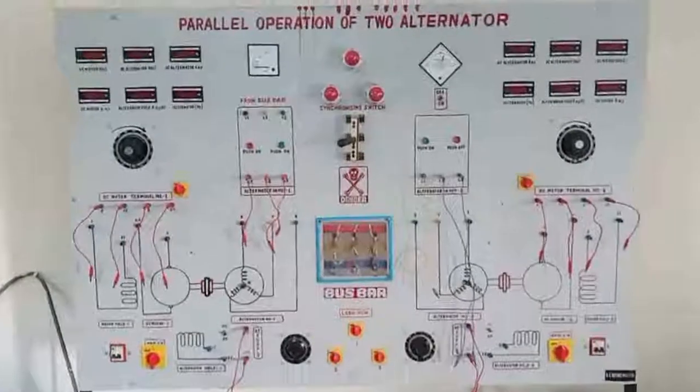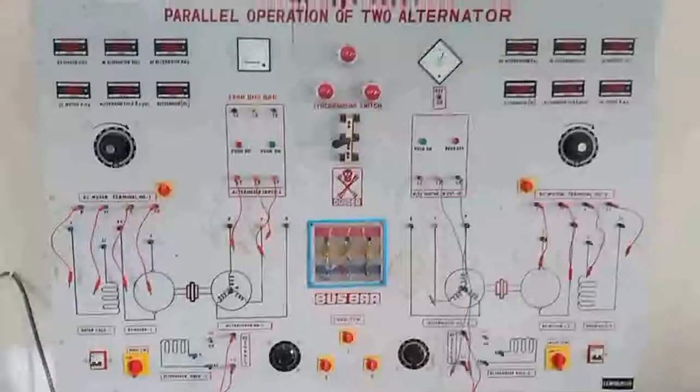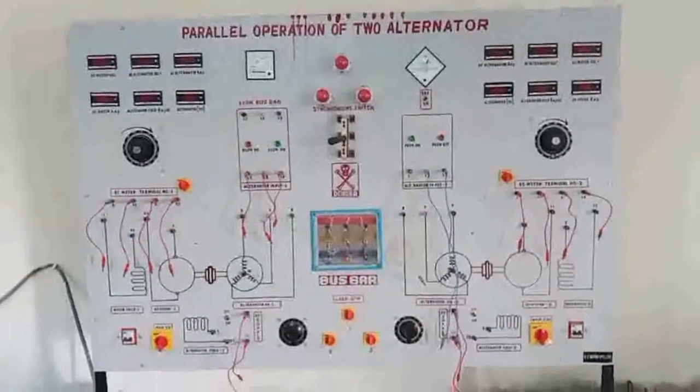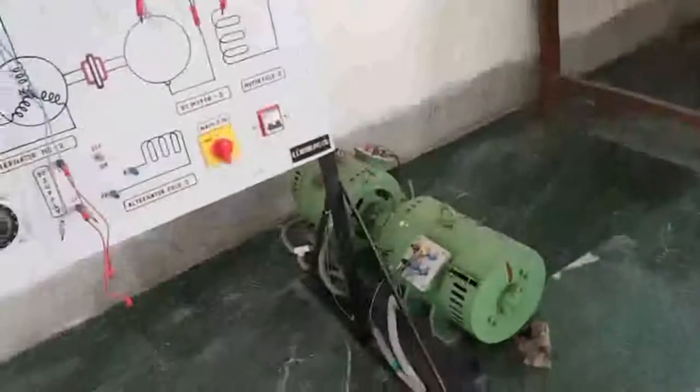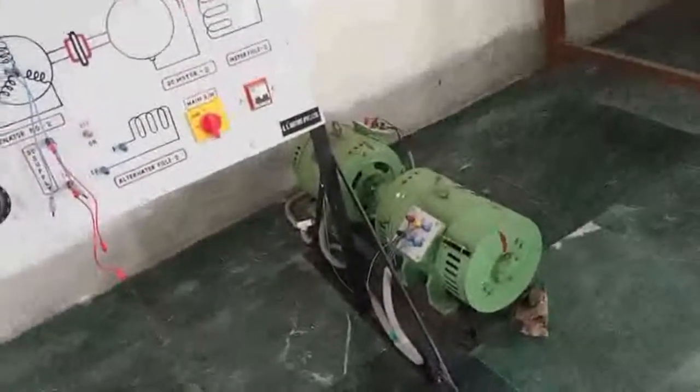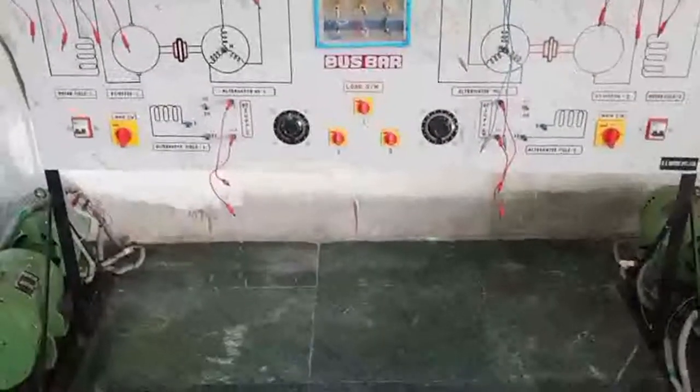As you can see, this is the total panel board for the parallel operation of two alternators. Let us check what components we have in this section. In the below section we can see an alternator coupled with a DC machine, and on this side we have another alternator. These two alternators are going to be connected with each other by this parallel operation. Let us see what apparatus we have.